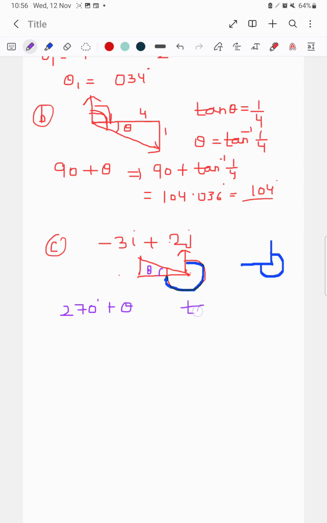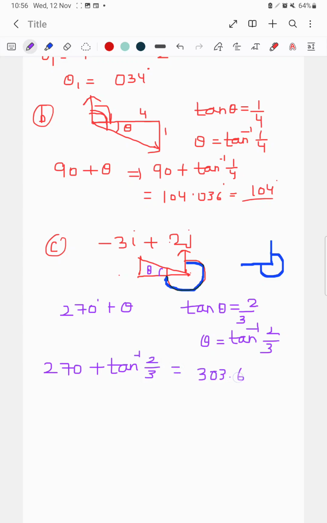In this case, tan theta is equal to 2 divided by 3. So theta is equal to tan inverse 2/3. So I will say the bearing is 270 plus tan inverse 2/3. That is going to give me an answer of 303.69, which is 304 degrees to the nearest whole number, as a 3-digit number.